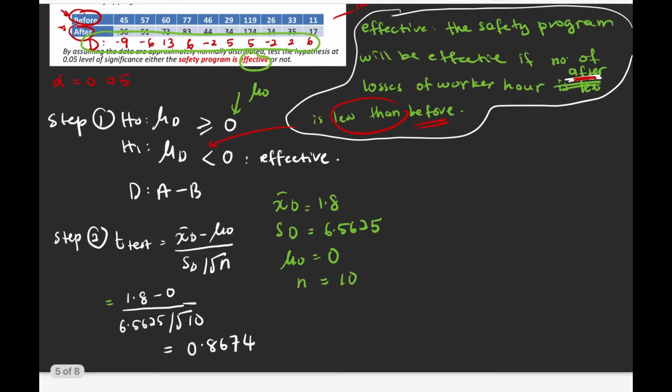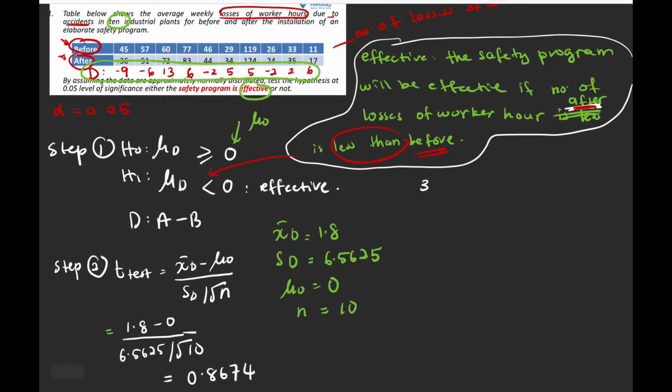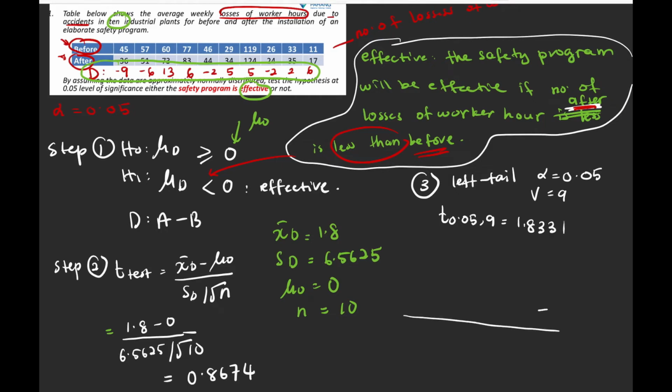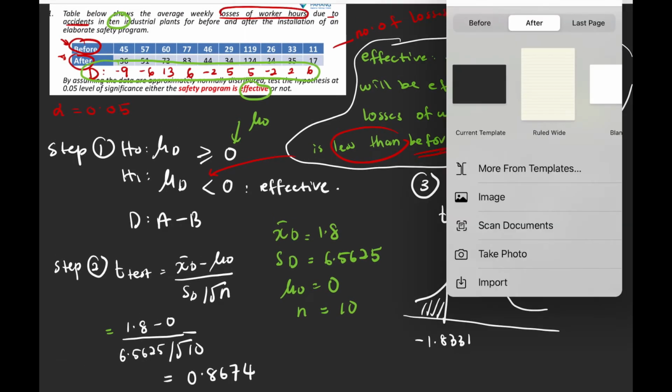Right, so next step, step number 3. One tail or two tail? One tail. Left or right? Left. So left tail, alpha is 0.05 and the nu is n minus 1. 10 minus 1 is 9. So t 0.05, nu is 9. Look at your stat table, you will get 1.8331. Okay, left tail, negative 1.8331. Right, so I'll put one page after.